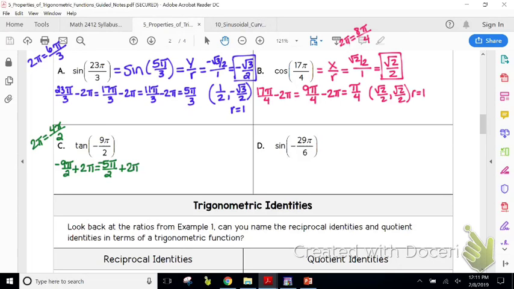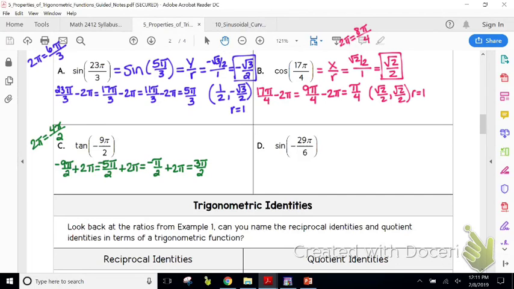Add another 2 pi. So that's negative pi over 2. Some of y'all know where that's at, but I'm going to go ahead and keep going. If you know where it's at, you can use that. So add 2 pi, and we get 3 pi over 2. It's on my unit circle.